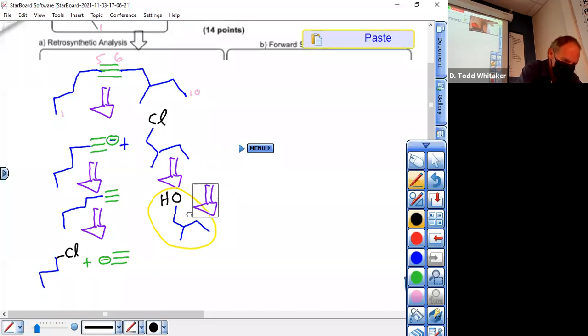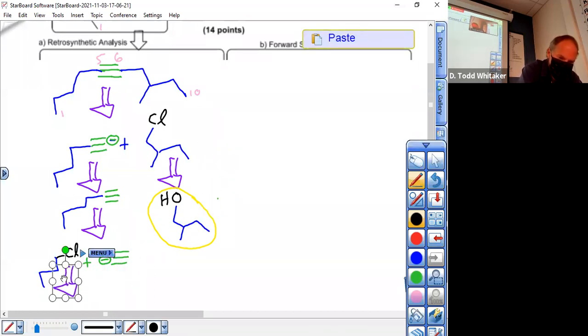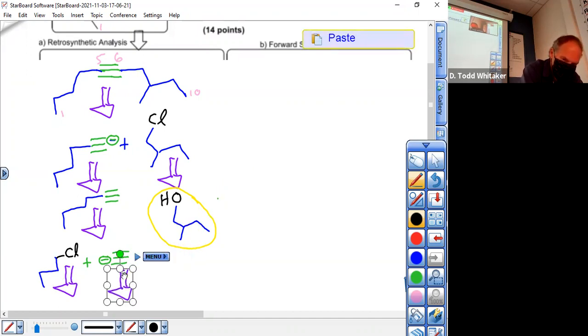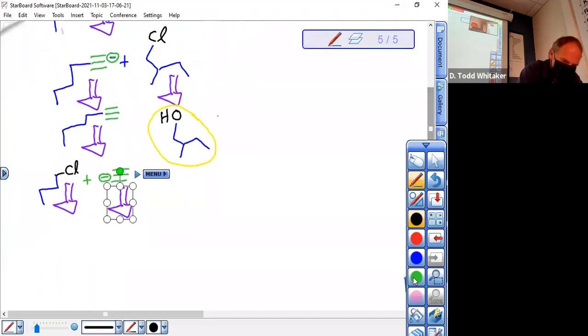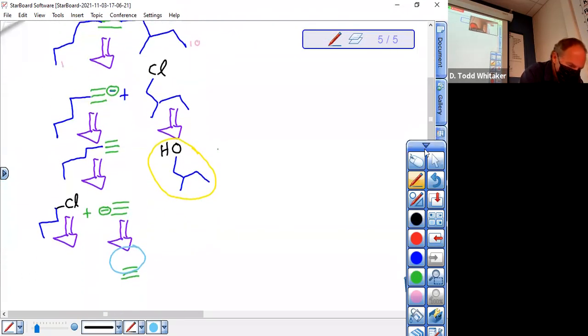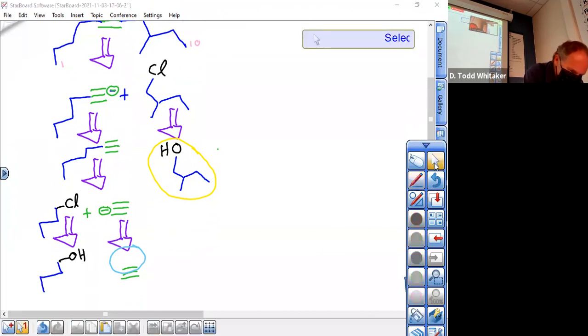Okay. So now I want to know where that came from, and I want to know where this came from, and they're going to get circled, aren't they? Because that's one step away from being acetylene, and that gets a blue circle. And the other one was an alcohol with 4 carbons, which is less than 5.